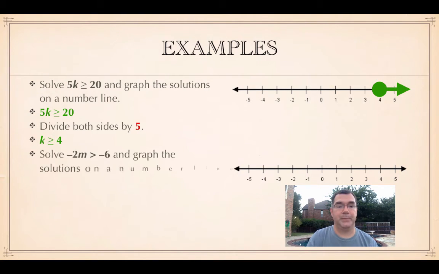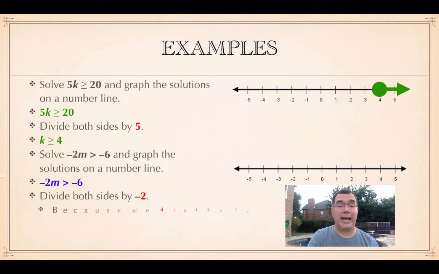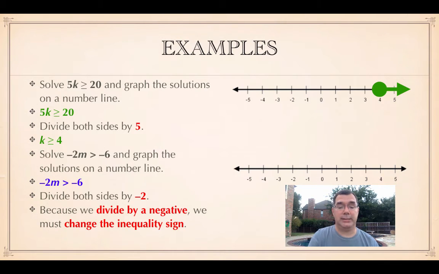Okay. Now I'm solving negative 2m is less than negative 6, and I'm graphing the solutions on the number line. This time my variable m is being multiplied by negative 2, so to undo that, I divide both sides by negative 2. And remember, I'm dividing by a negative number now, so I have to change the inequality sign. So what that's going to look like is m is greater than 3.